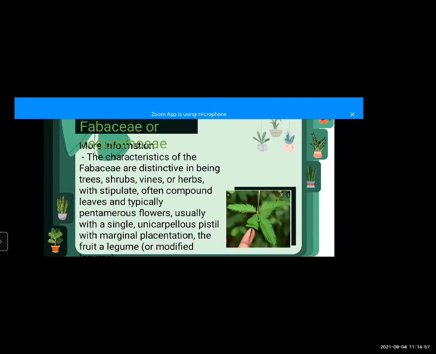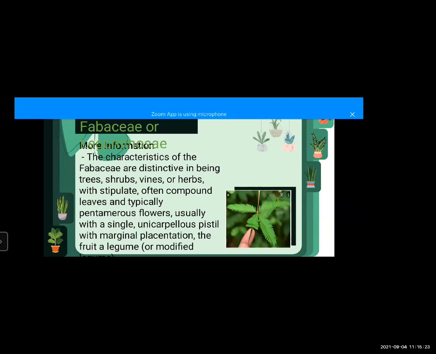Okay, more information. The characteristics of the Fabaceae are distinctive in being trees, shrubs, vines, or herbs with stipulate compound leaves and typically pentamerous flowers, usually with a single unicarpellate pistil with marginal placentation. The fruit is a legume.